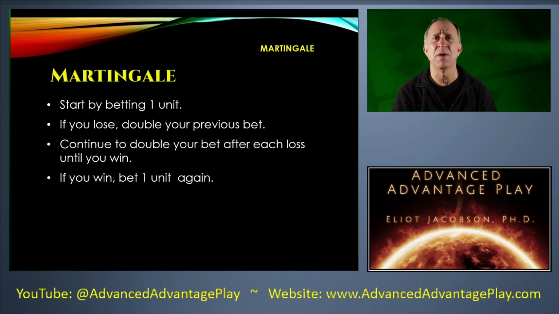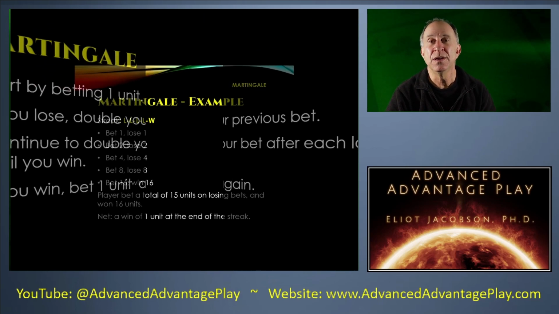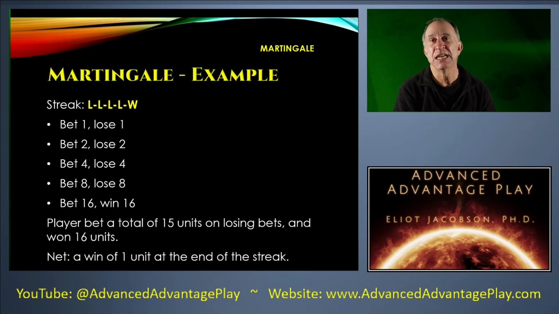Let me remind you what a martingale is. We start by betting one unit, and if we lose, we simply double our previous bet, and if we lose again, we double again, and we continue to double after each loss, and hopefully, inevitably, we will win at some point. And so the idea is that when we finally win, we will have won back everything we lost and one more unit on top of that.